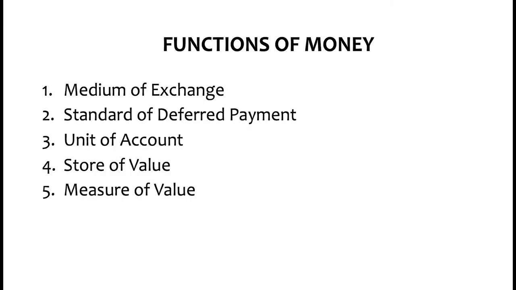Number three, it serves as a unit of account. Through money, you'll be able to know how much value a particular item is. It is money that is used to value a particular item. You know the price or the value of goods or services or commodities as a result of the money attached to it, as a result of the price attached to such commodities.